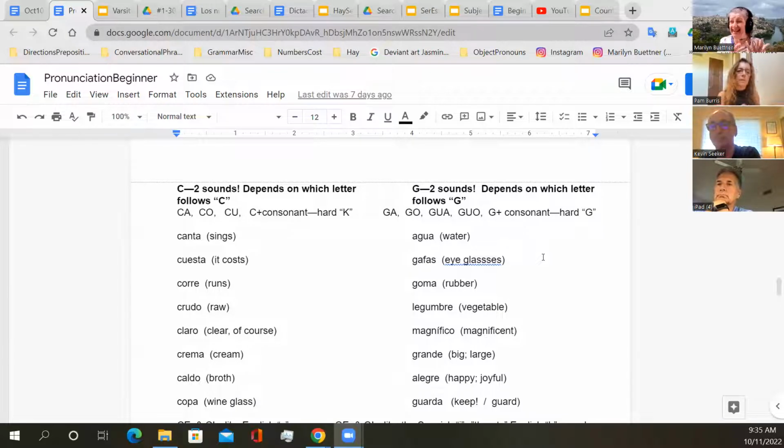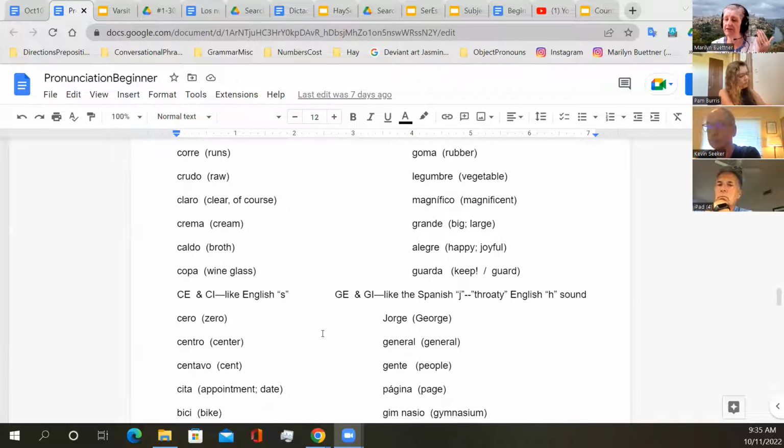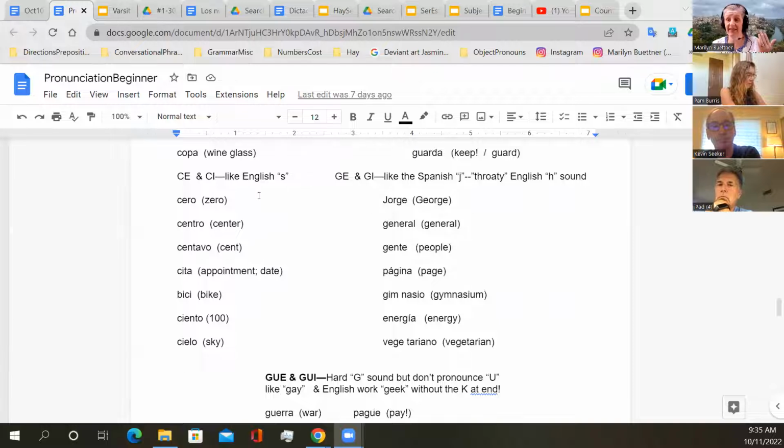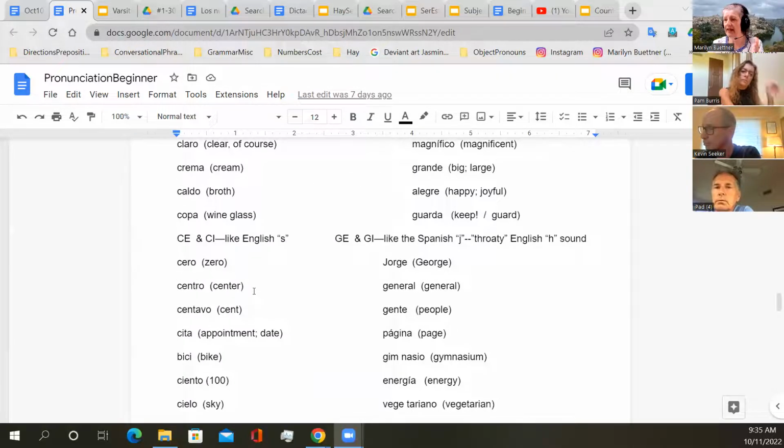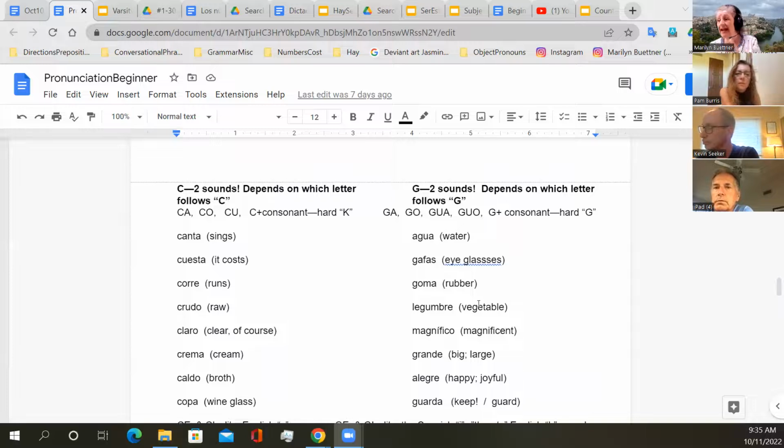So just like la letra C, the letter C has a k hard sound if it's a CA, CO, CU, or like CR, CL, C and a consonant combination. And then it goes into a soft sound like the S, like our English S, if it is CE, CI combination. So just like la letra C, la letra G, the letter G, follows the same kind of guidelines.